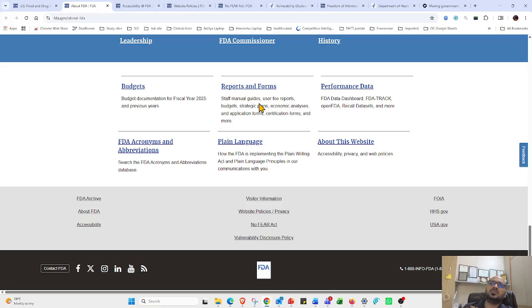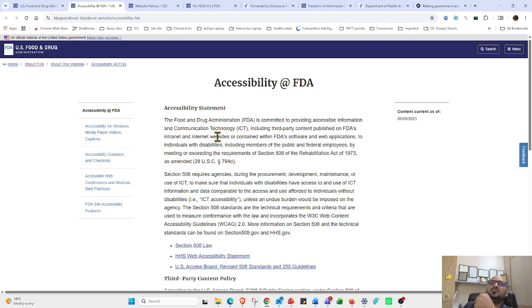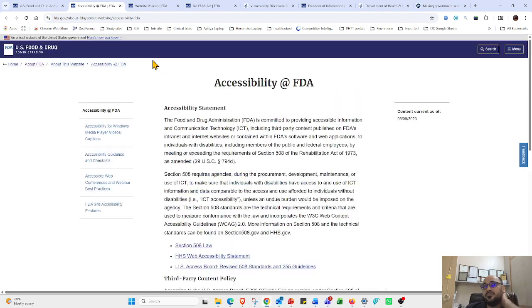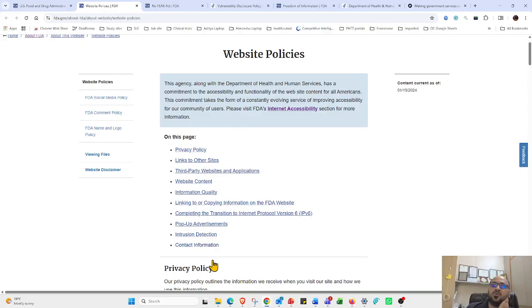So plain language, it's part of an act basically, and about this website, accessibility, privacy, and web policies. And then we go to accessibility at FDA. So what is accessible? What media players? What are the sections, laws, guidelines, and all that? You can read about it here. Then we have website policies. You can again read about these policies, what you can use, cannot use. So more or less everything you read on the FDA website is publicly available data.